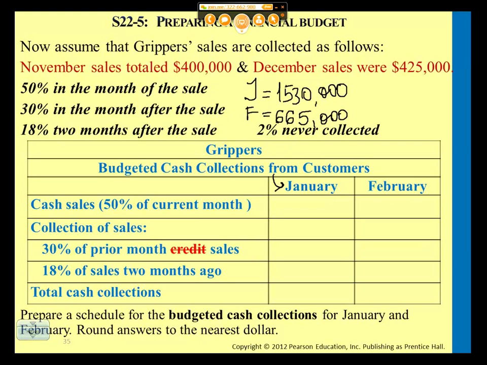Let's start with January. So cash sales 50% of current month. We know that it's 1,530,000. So what we need to do is divide by 2, right? So we'll take the January number, divide by 2, and that's going to be your cash sales. Then we need to calculate collections of sales. That's going to be 30% of prior month, right? And then 18% of sales 2 months ago. So give me your total cash collections number.